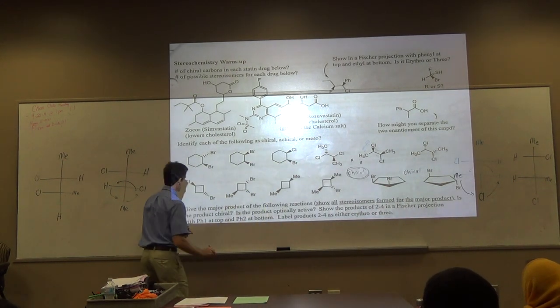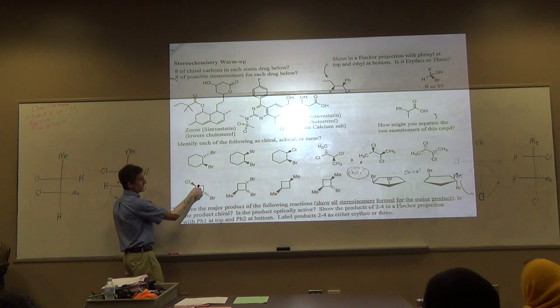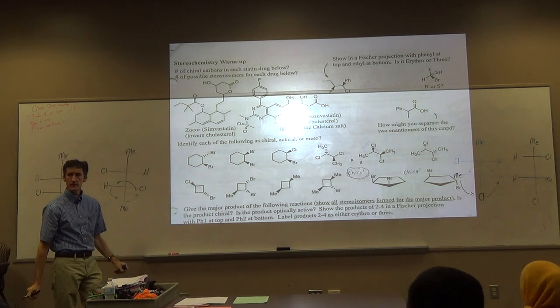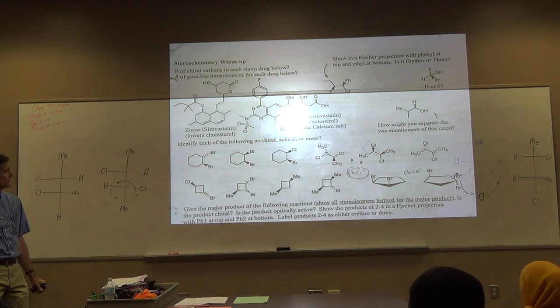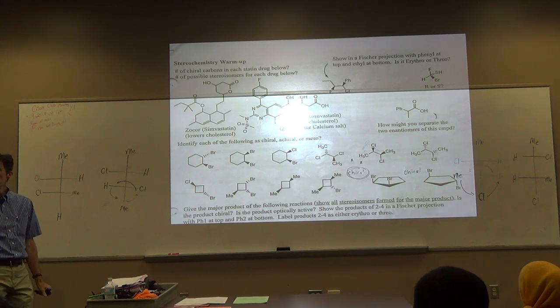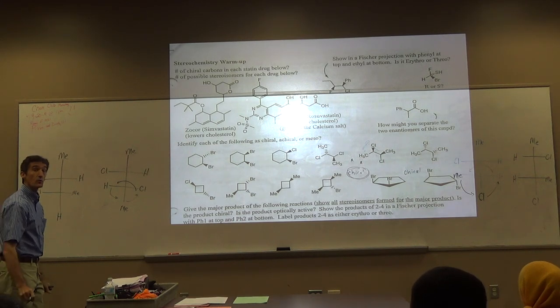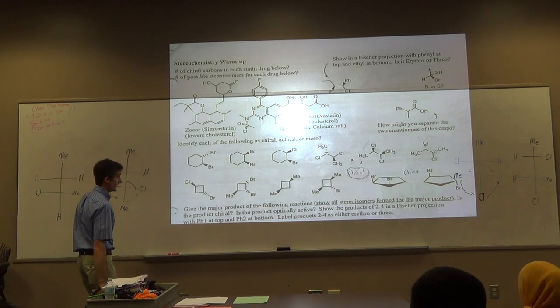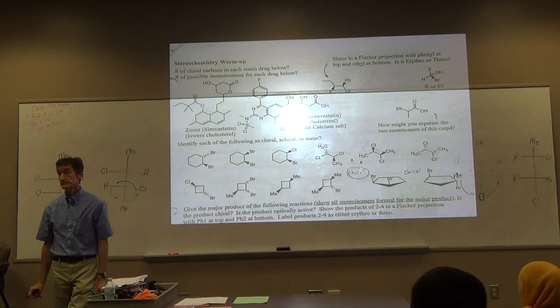Let's try these. It's a ring. It's 4 instead of 6. These groups are obviously trans on the ring. Chiral, achiral, or meso? What do you see? We're looking for what? Waldo? Anybody get an answer? Achiral.